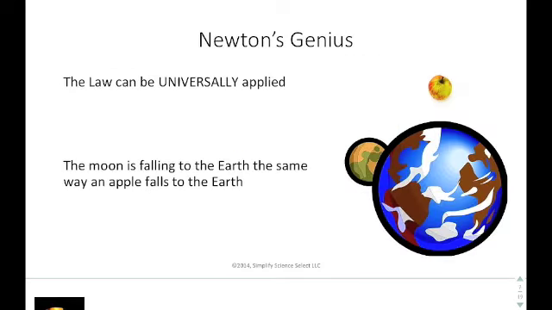So Newton's genius was that this law could be universally applied. That doesn't mean just within the realm of Earth. He said the gravitational force that's pulling an apple down off a tree is the same force that is pulling the moon towards the Earth, or the Earth towards the Sun. So the true genius is that this is our first universally applicable law. In other words, you can use this law on Mars, you can use it at the center of the galaxy, you can use it anywhere. And that's the true genius: taking everyday observations and coming up with a universal law.